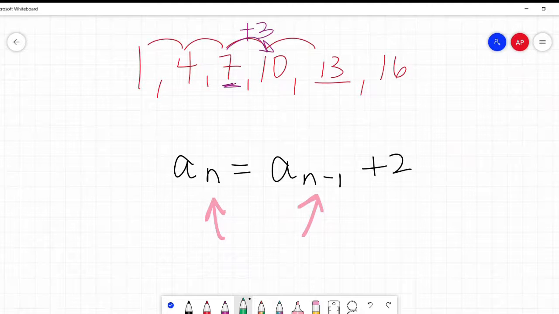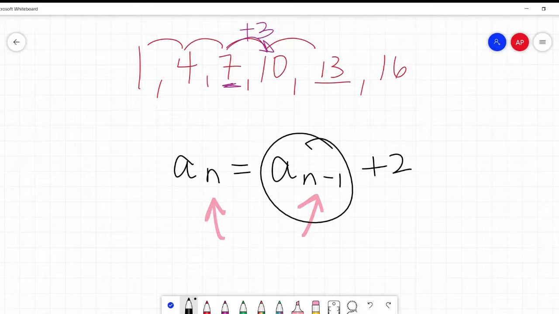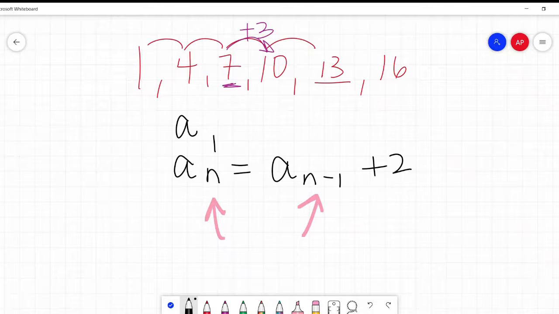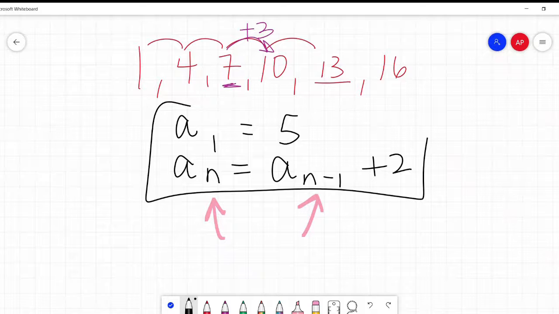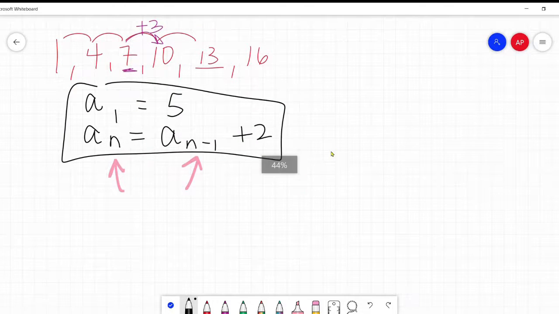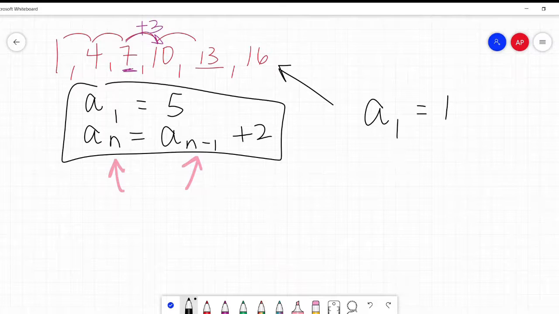But something's missing here. What is missing? Well, we have to know what the first number is. There has to be a starting point, right? So let's take the previous number and add 2. Well, what's the first number? So a recursive formula has 2 parts. It'll have this, and then it will also say what a sub 1 is. You know, that could be 5, it could be 100, it could be 50 million, whatever. It's going to have both of those parts. So for this sequence that we have right there, our a sub 1 would be 1.